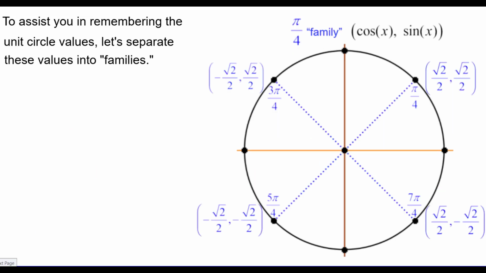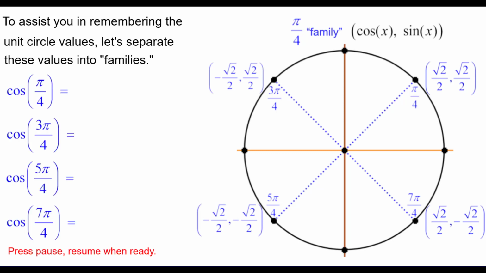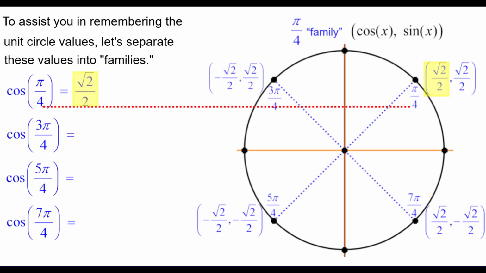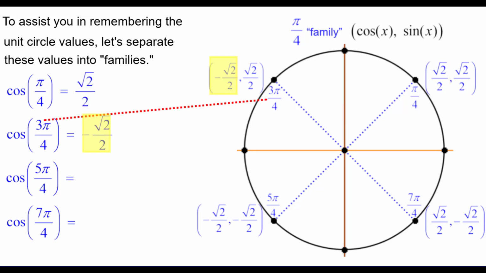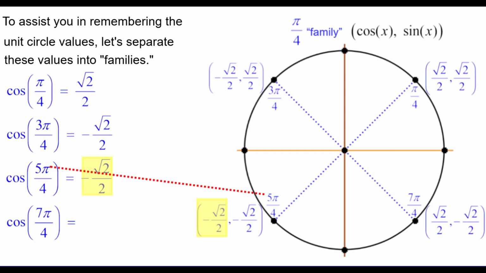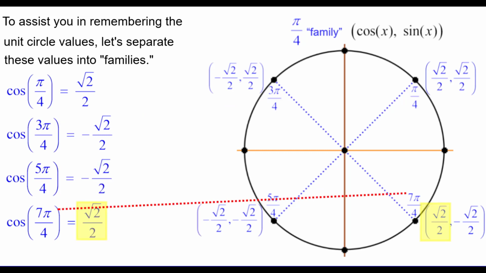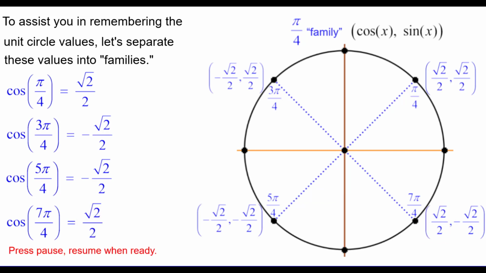The pi over 4 family, these are the 4 values you should just know. Press pause, resume when you're ready. The cosine of pi over 4 is positive radical 2 over 2, the first coordinate of that point. Cosine of 3 pi over 4 in the second quadrant is negative radical 2 over 2. Third quadrant, negative radical 2 over 2. And the fourth quadrant, positive radical 2 over 2. Press pause, resume when you're ready.